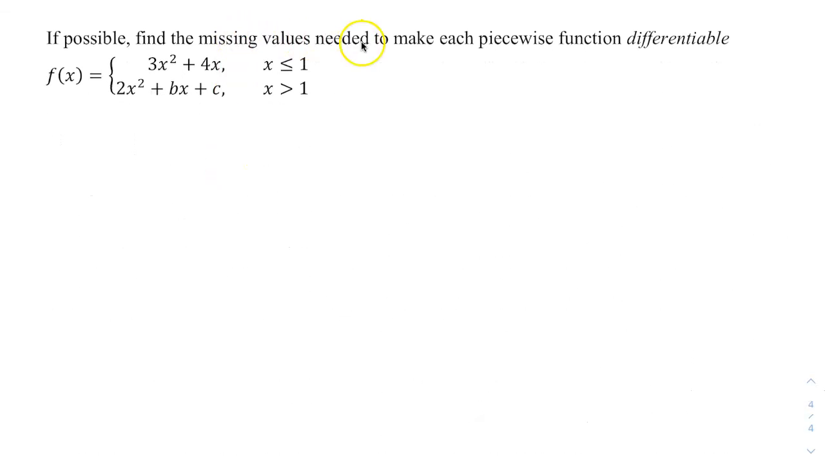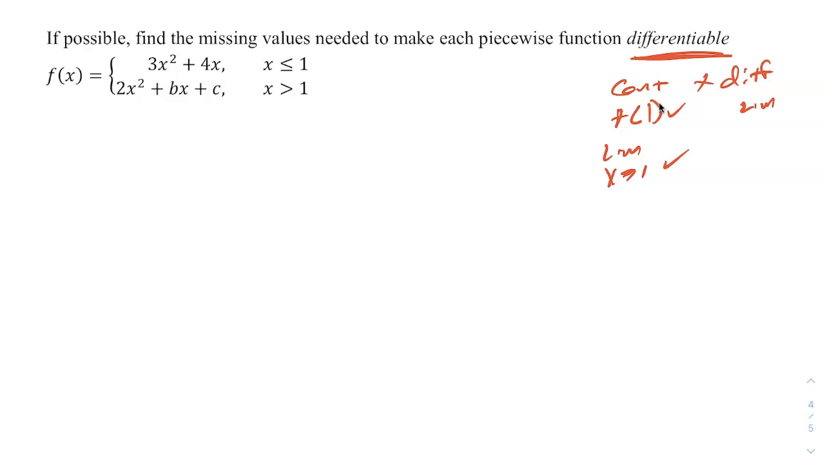If possible, find the missing values needed to make each piecewise function differentiable. Oh, this is one of my favorite questions. I love these guys. The key thing to remember here, if you want to be differentiable means two things. It means continuous plus differentiable, right? So what does continuous mean? Well, that means f of 1 in this case checks, and the limit as x approaches 1 checks. And then differentiable means the limit as x approaches 1 of f prime checks. Right? So we have all that to work with.